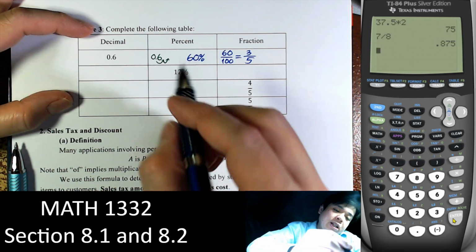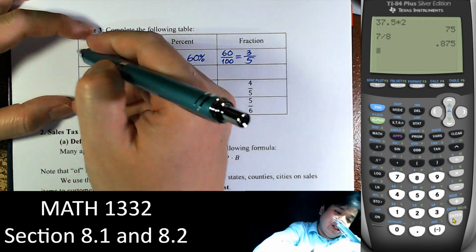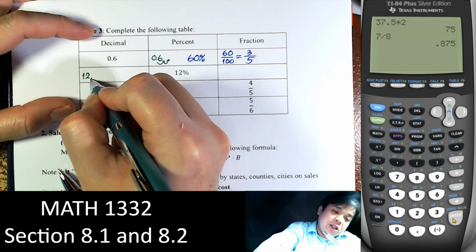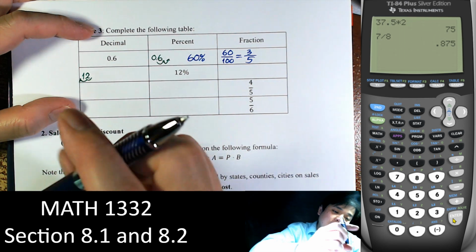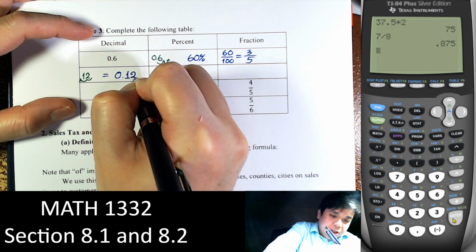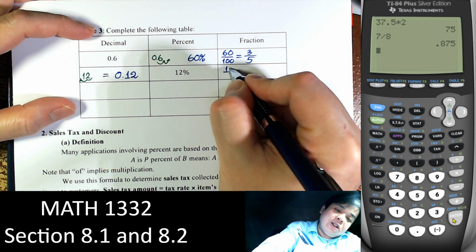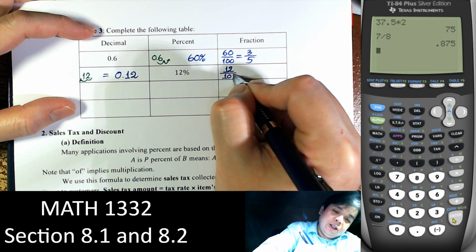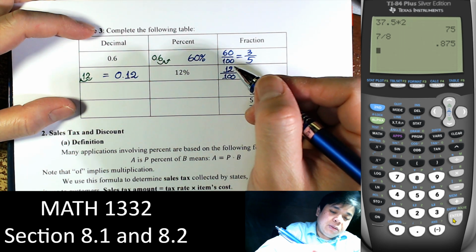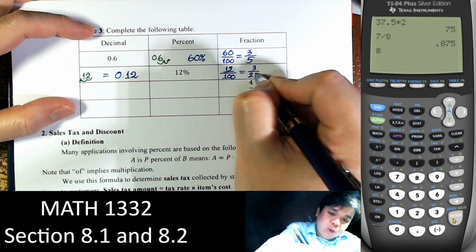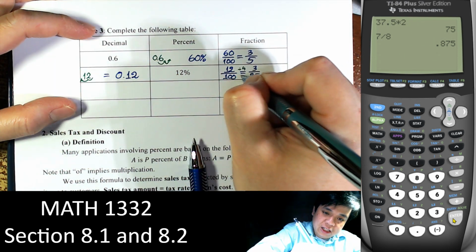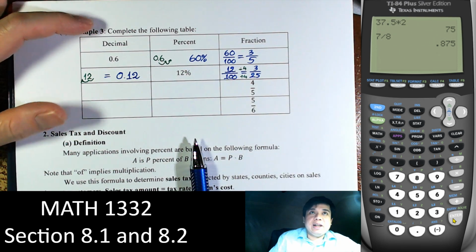Now 12%. If we want to remove the percentage, we move the decimal 2 places to the left. So that is 0.12. And if we write that as a fraction, 12 over 100, we can divide by 4 top and bottom. So that's 3 over 25. Now the top one's easy, divide by 4. That's what you get.